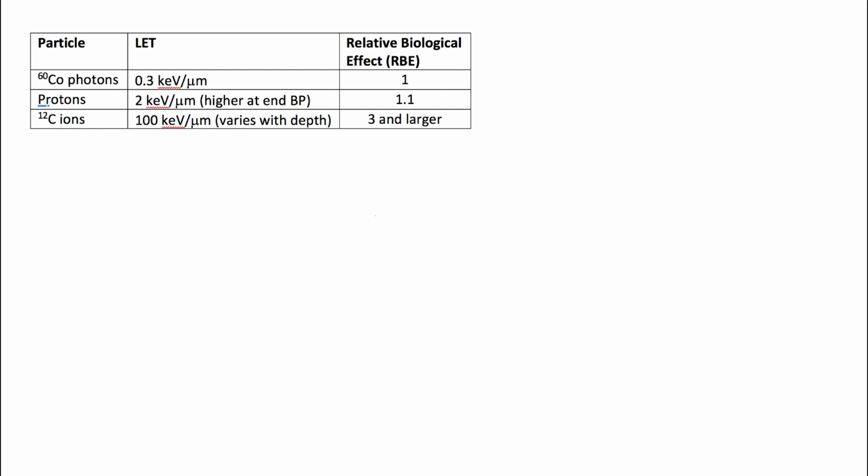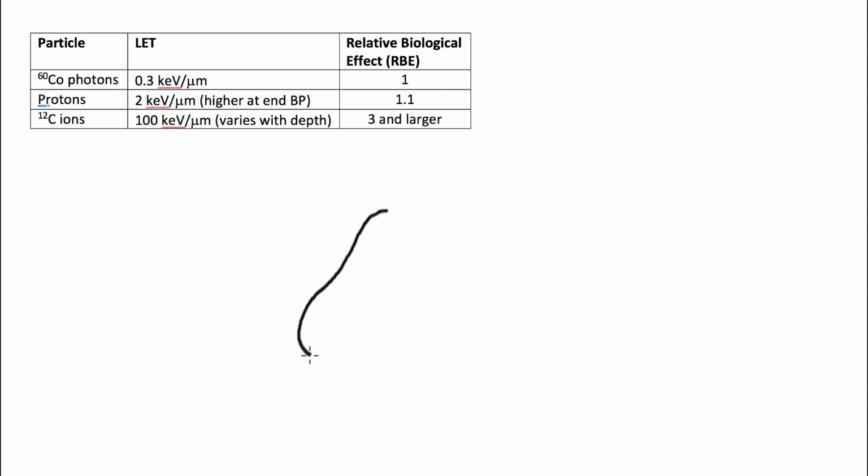Now, the LET of a carbon beam is a lot higher, 100 keV per micron, and importantly, it varies greatly with depth, as we saw. Correspondingly, the RBE can be larger, 3 or even more. There's some indication that as you go above 100 keV per micron, the RBE dips down again, but that's not 100% consensus. So let me try to explain this linkage between LET and RBE.